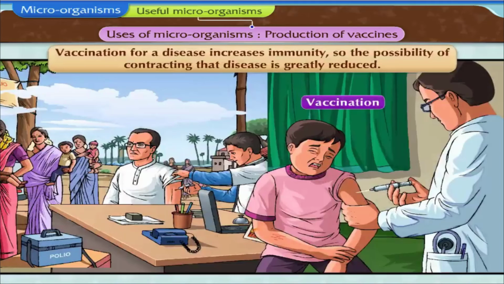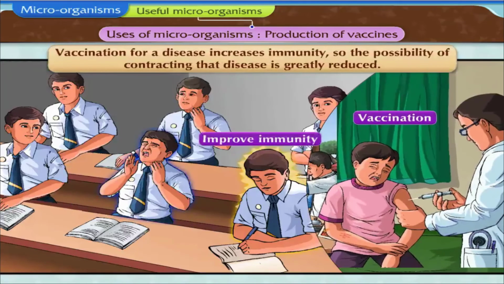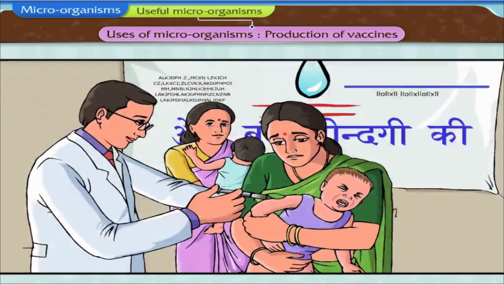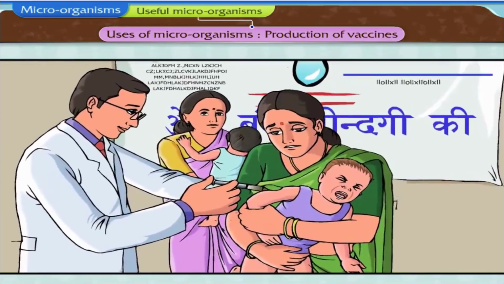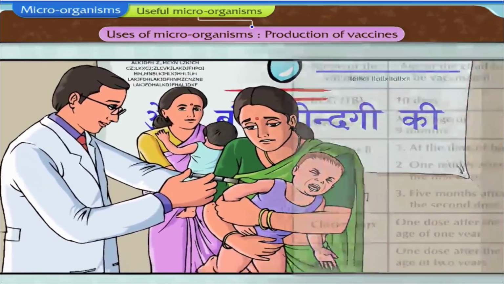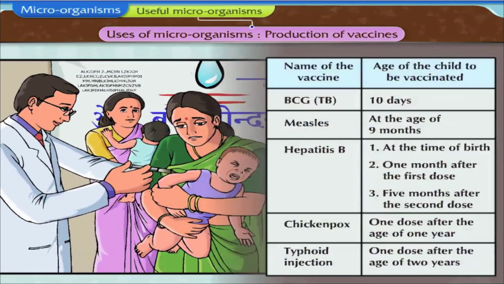If we have been vaccinated against any disease, our immunity, that is, resistance to that disease increases, so that the possibility of contracting that disease is greatly reduced. The infants have weak immunity. In order to build disease resistance in them, they are vaccinated according to a fixed time schedule.